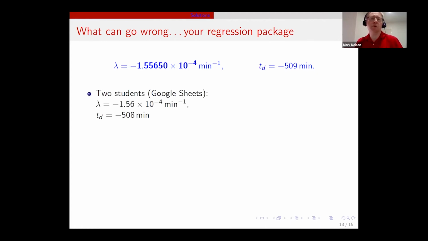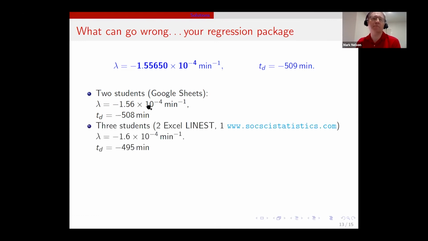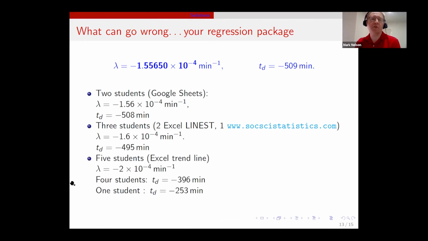So 2 students used Google Sheets, and so they got this. In this case, it's not a very big difference. It's only a 1 minute difference, but the point is that the number of significant figures is rounded. 3 students got this answer here, where we can see that the gradient's been rounded off to even fewer significant figures. And 5 students used the Excel trend line that I've already mentioned only gives 1 significant figure.